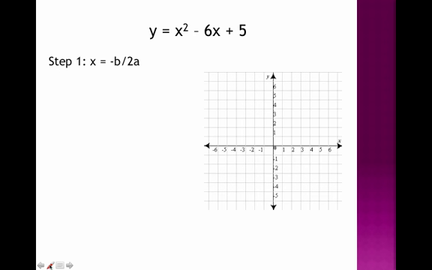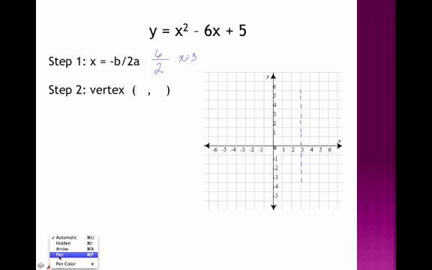So our first step is to find our axis of symmetry. Well, I've got negative b, or negative 6, over 2a, and my a is 1. So my axis of symmetry is 3. So I know that over here on my graph, this is going to be my axis of symmetry. Okay, I'm just sketching this in.